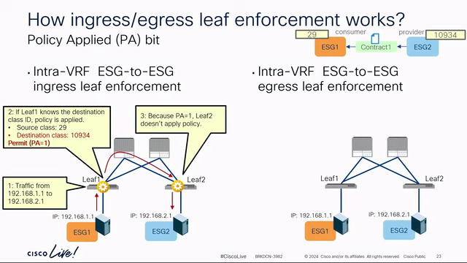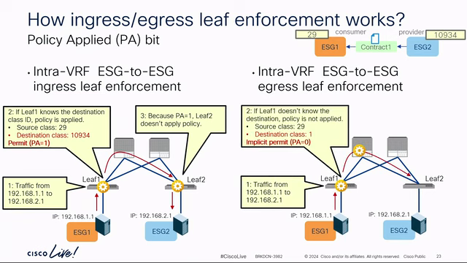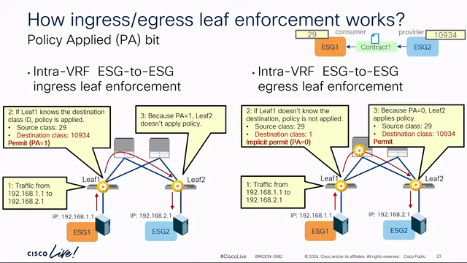This is ingress enforcement. If the ingress leaf doesn't know the destination, the policy applied bit is set to 0, which means leaf 2 can identify, oh, I need to apply policy. So leaf 2 is going to apply policy, that is egress enforcement. So depending on data plane IP learning status, you might see ingress or egress enforcement.